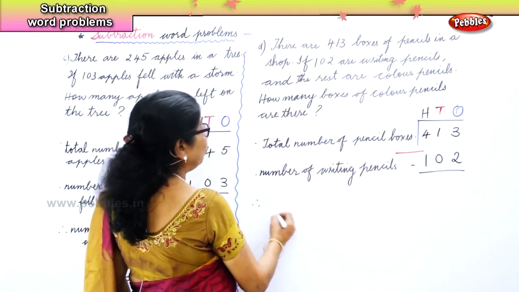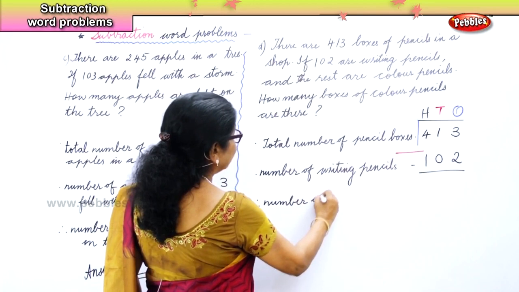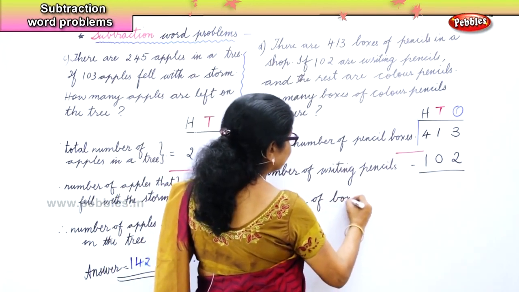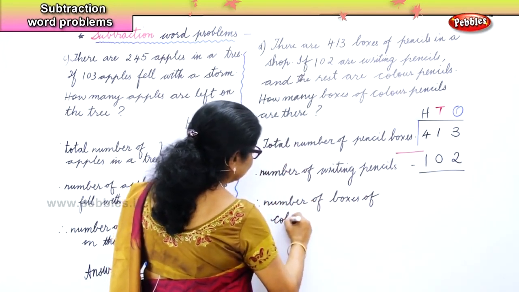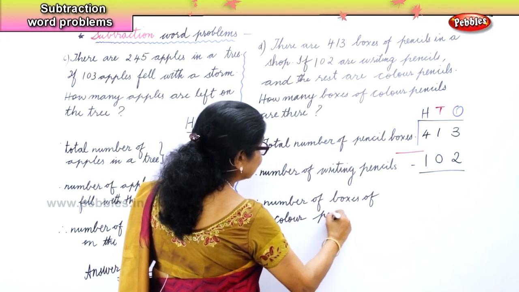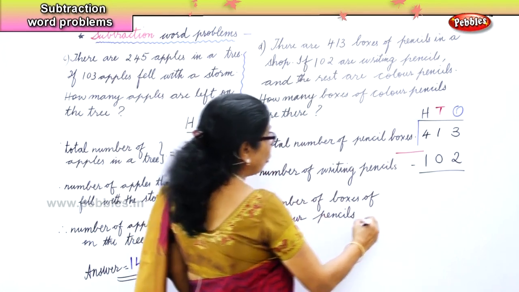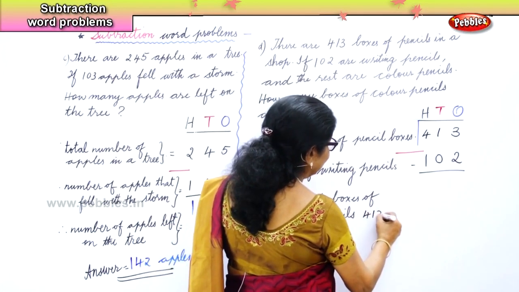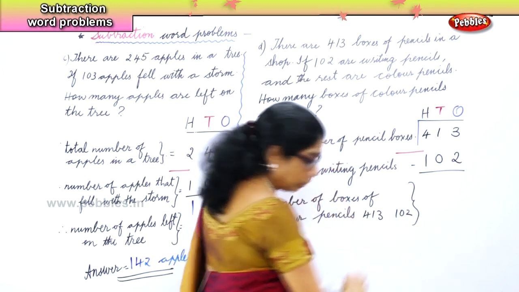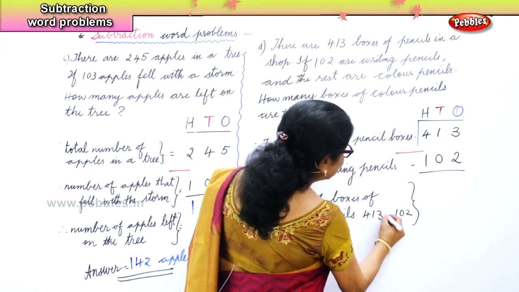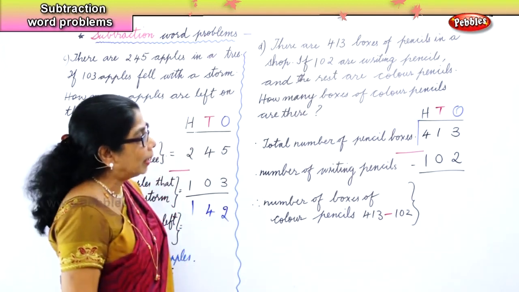So therefore, number of boxes of color pencils. Number of boxes of color pencil. How do we find out that? 413 minus 102. Alright? 413 minus 102. Now we are going to do the actual working.